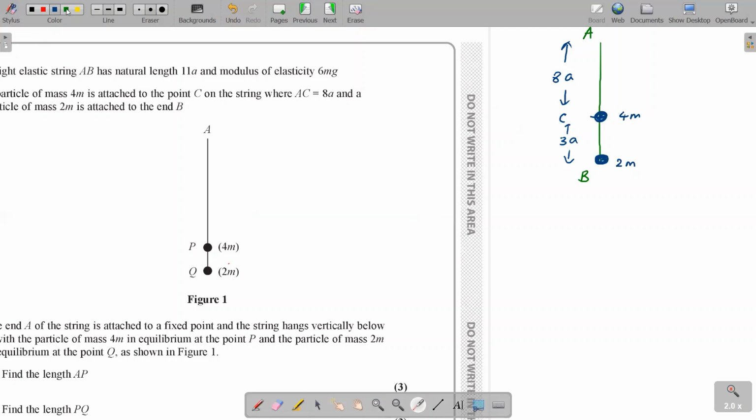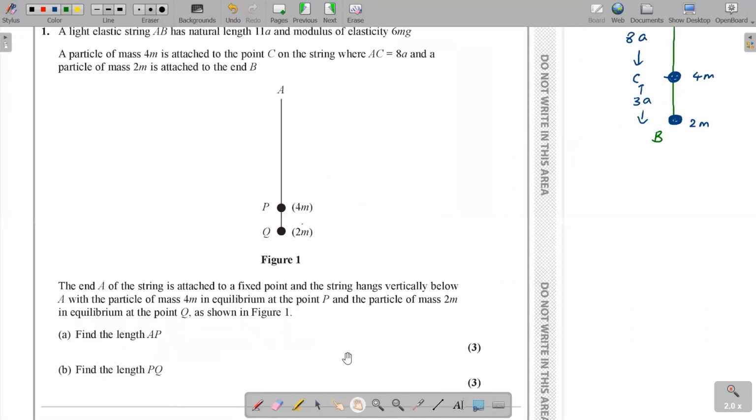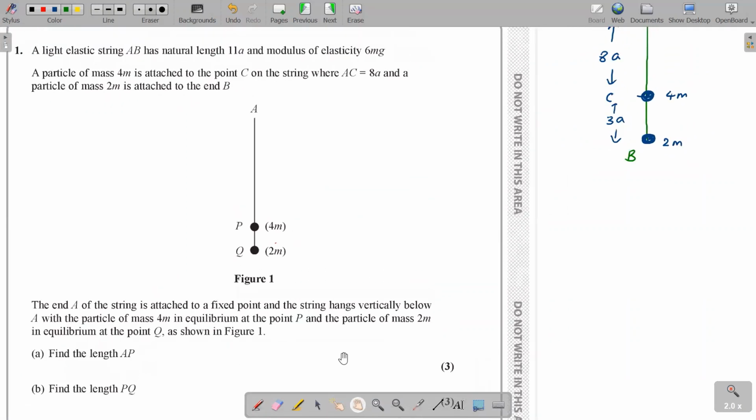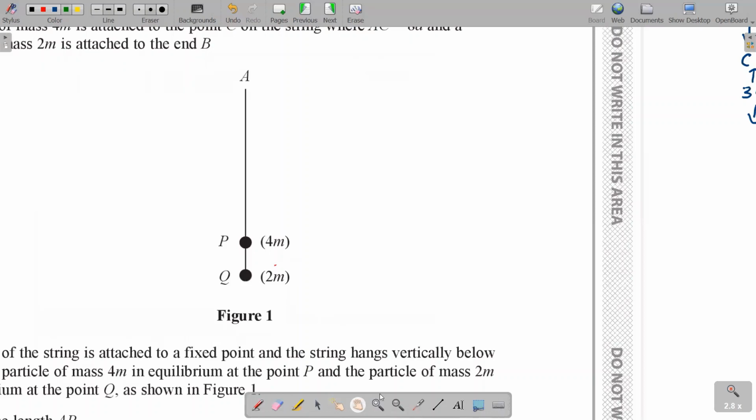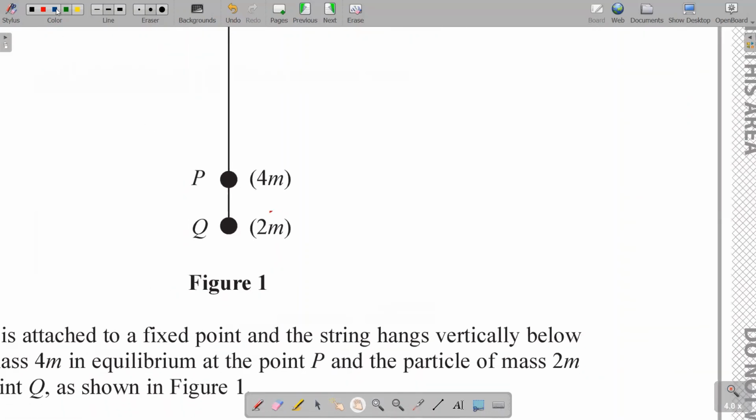Okay, so let's apply the forces. So how do we do this? They're asking us to find the length of AP. How do we find the tension in the string AP? So first of all, let's mark all the forces. What are the forces we have here? Let me make this large. First, you have the tension, right? The tension in the string AP. Are you with me? So tension in the string AP, I'll say it as tension A.